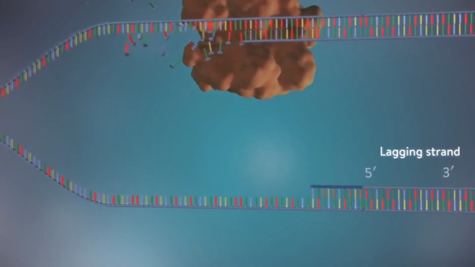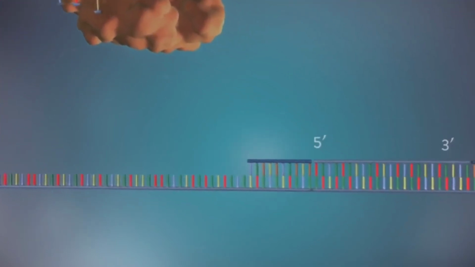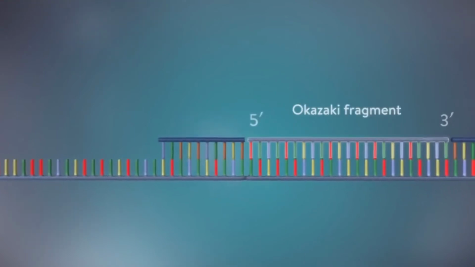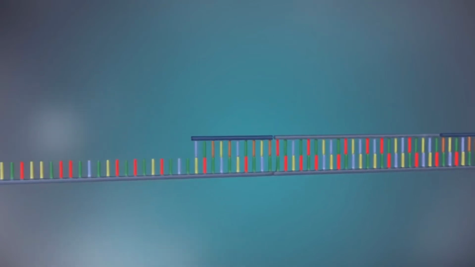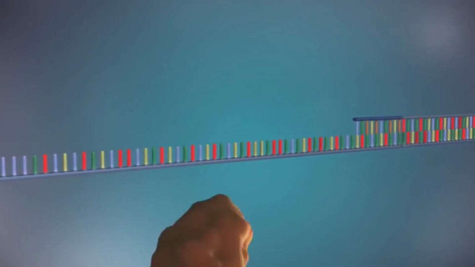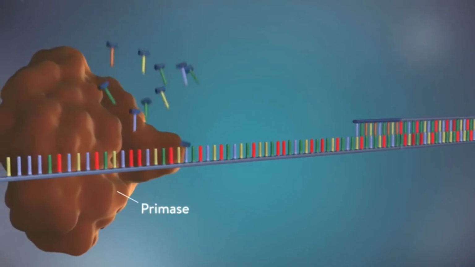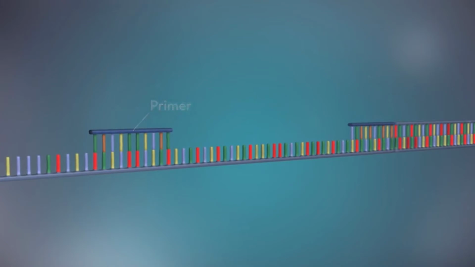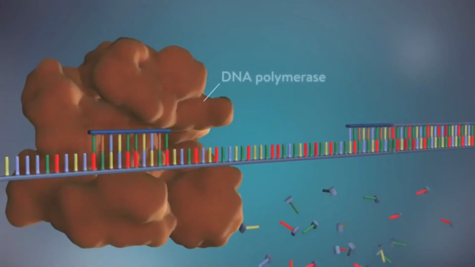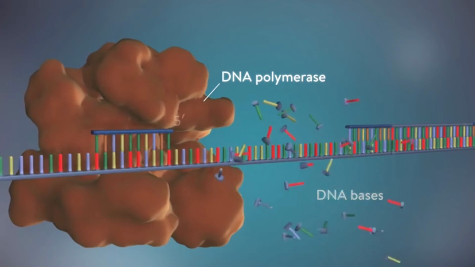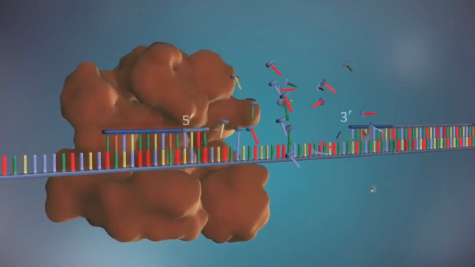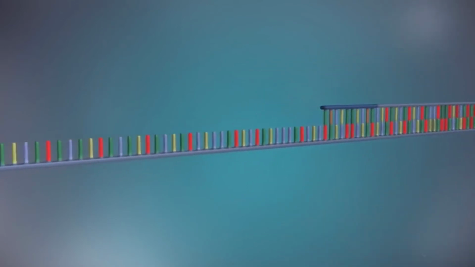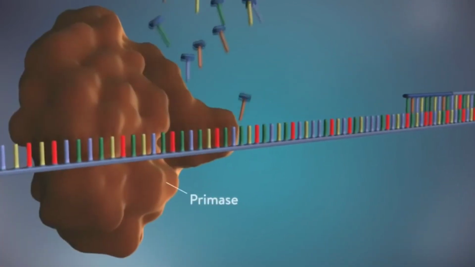But on the other strand of the DNA, a primer is attached and the DNA polymerase comes and forms the strand. But as the replication fork goes ahead, the primer is again formed and again a fragment is made by the DNA polymerase. So this strand is discontinuous. It is made in fragments known as Okazaki fragments, and this discontinuous strand is known as the lagging strand.